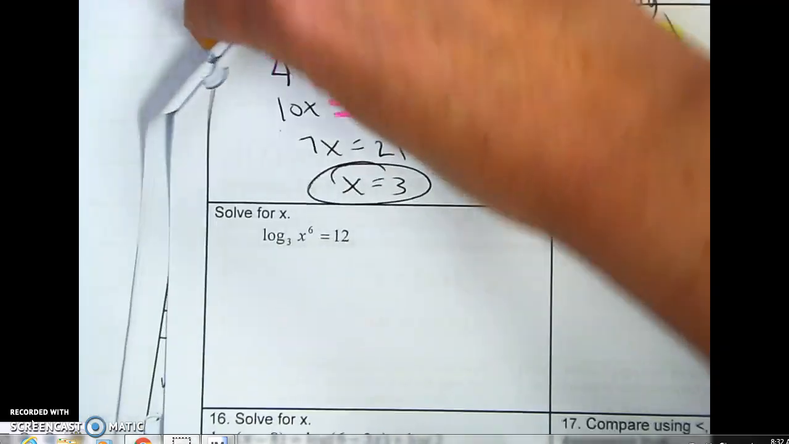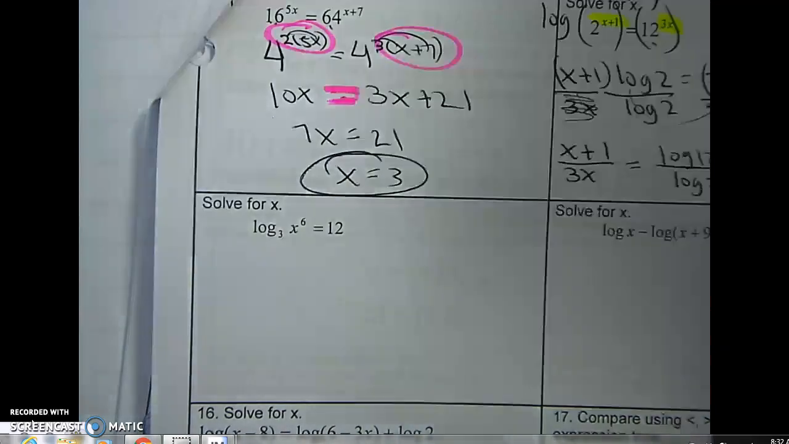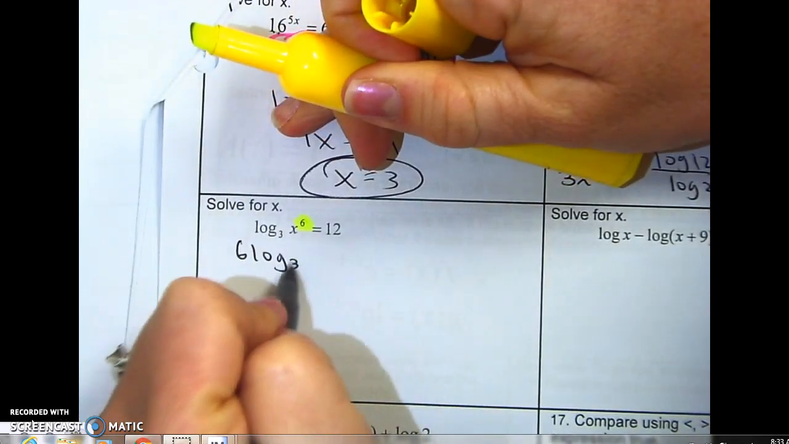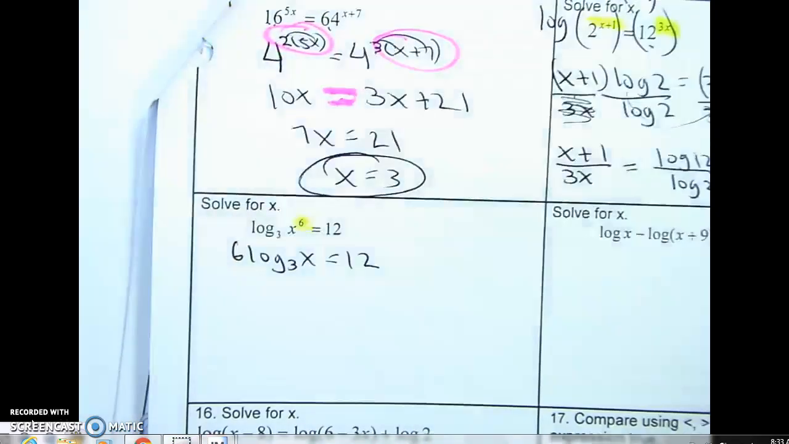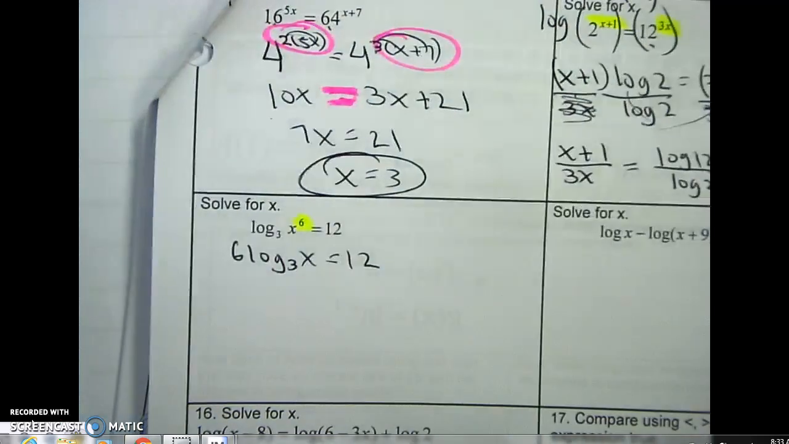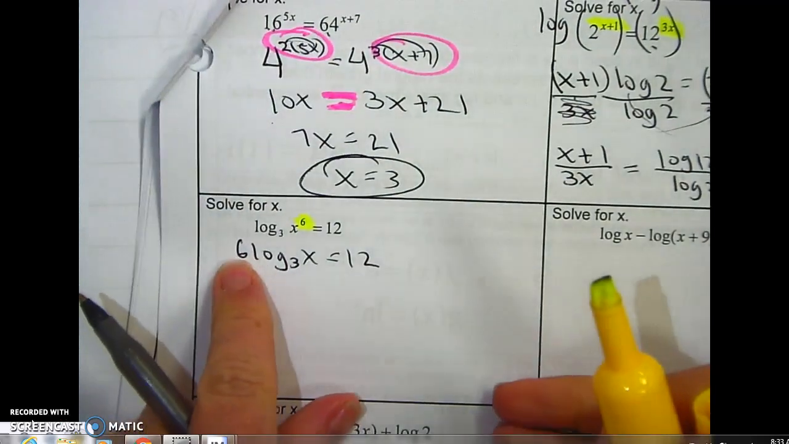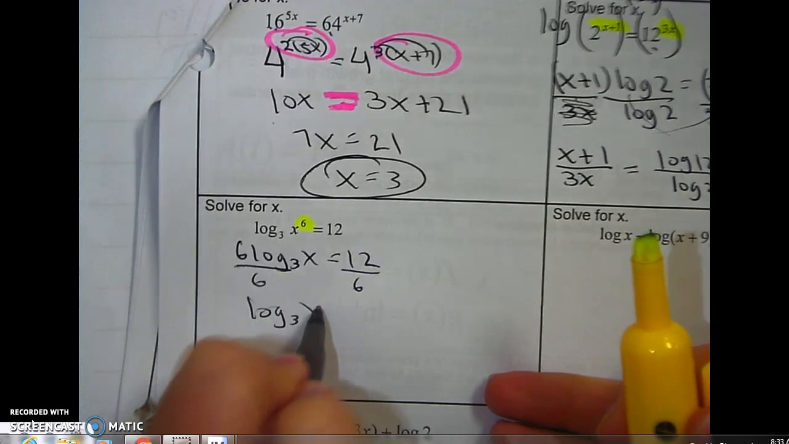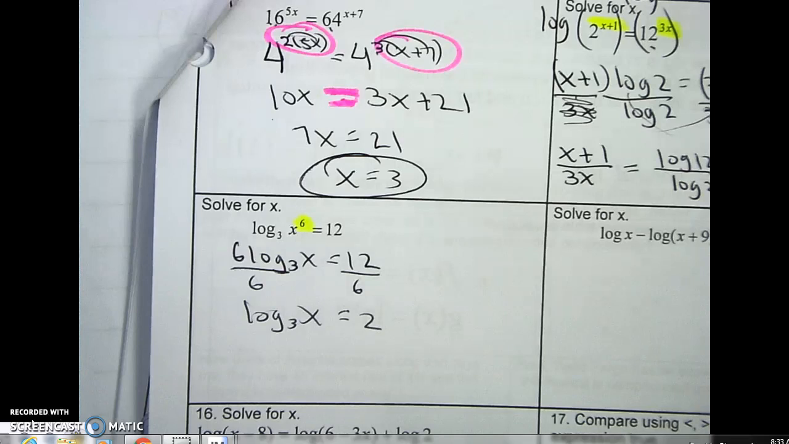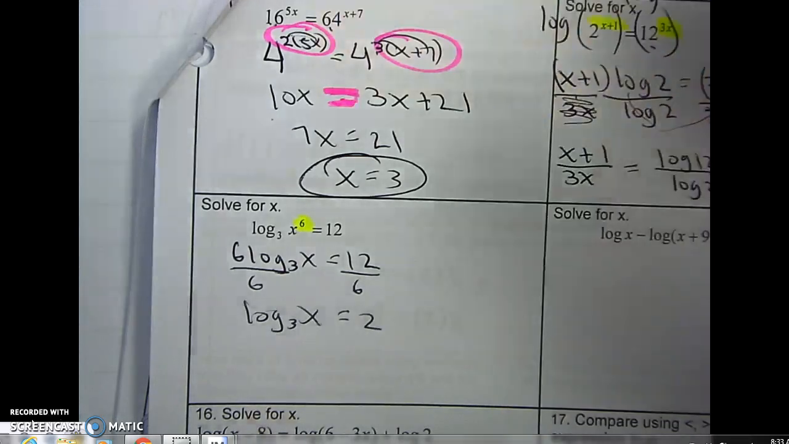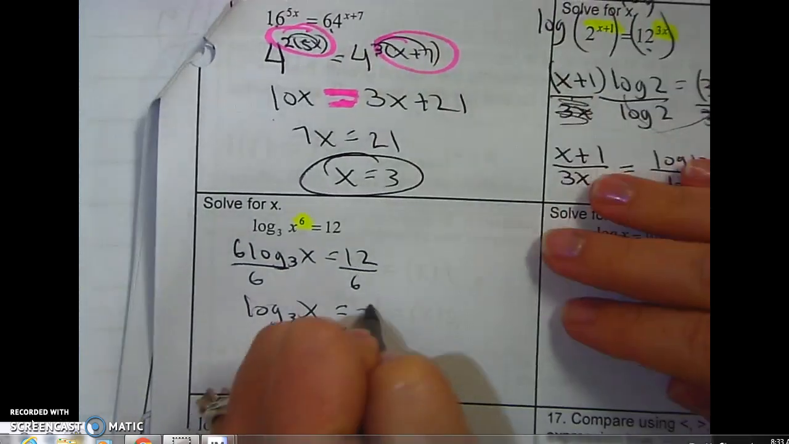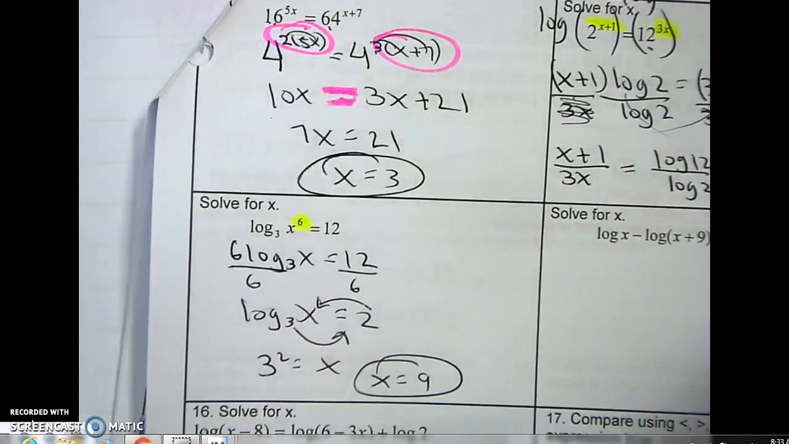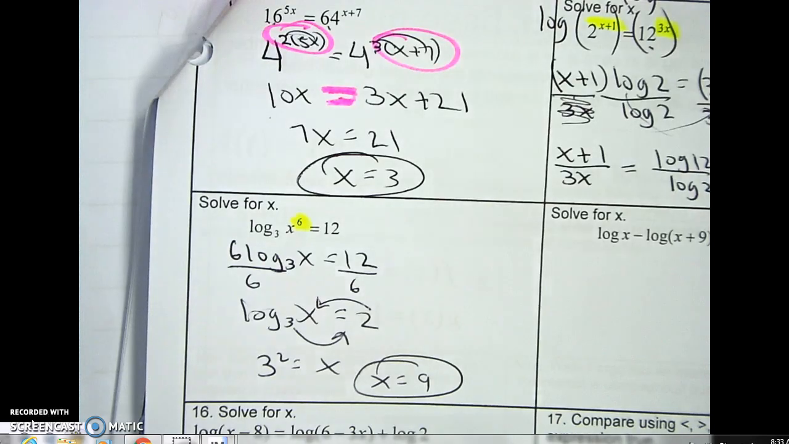All right, in this problem right here, my issue is the little needs to turn big. So I'm going to make this big. Now this is in log form. I want to change it to exponential form, but I can't do it with a 6 there. 6 is being multiplied, divide it. Now it's a single log, there's nothing on the outside. Now, boom, change it to exponential form. 3 squared equals x, x equals 9.